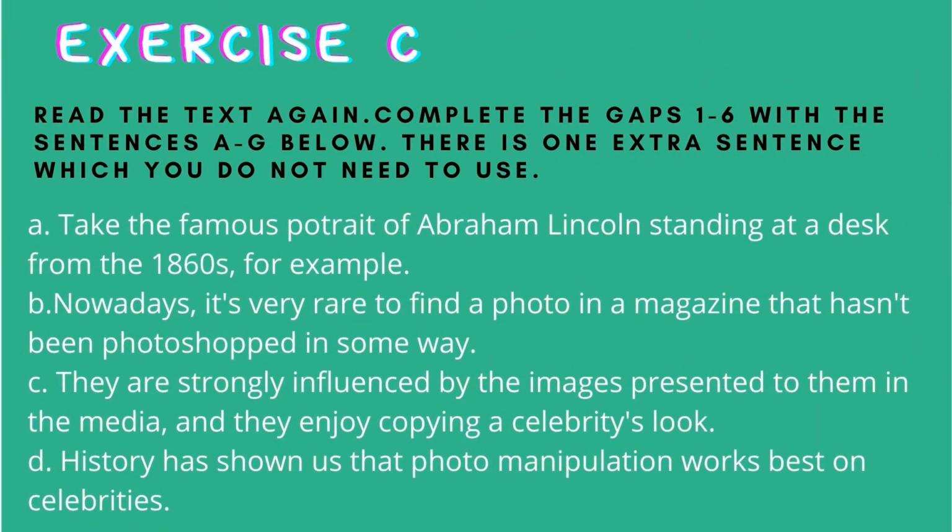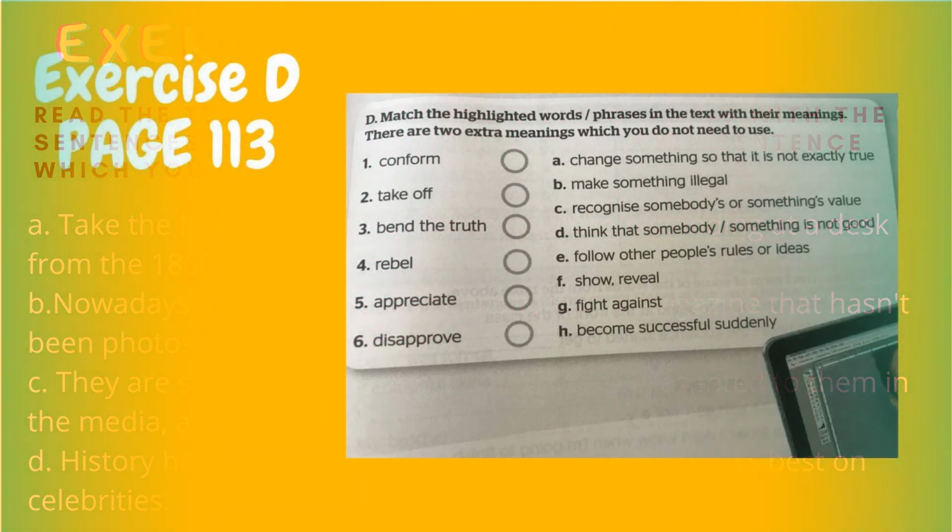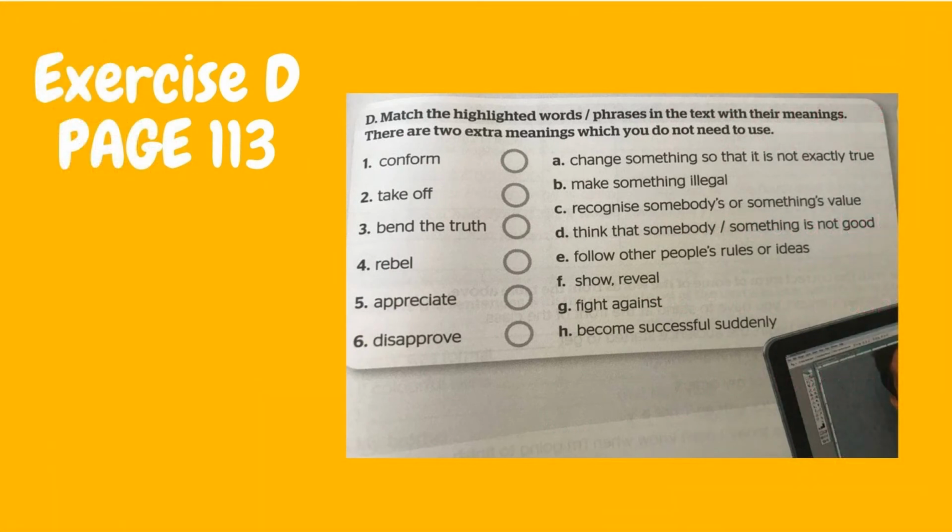Exercise C, page 113. Read the text again. Complete the gaps 1 to 6 with the sentences A to G below. There is one extra sentence which you do not need to use. Exercise D, page 113. Match the highlighted words or phrases in the text with their meanings. There are two extra meanings which you do not need to use.